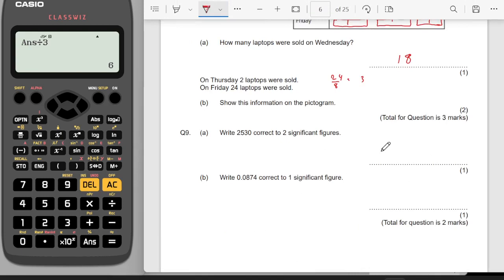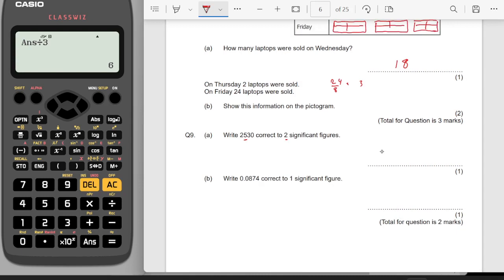Okay, and question 9. Write 2,530 correct to 2 significant figures. So the 5 is the second significant figure, so it's either going to be a 5 or a 6. The number behind it is a 3, so we'd keep it as a 5. So that would be 2,500.